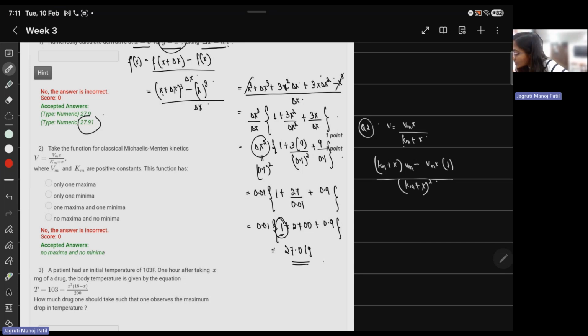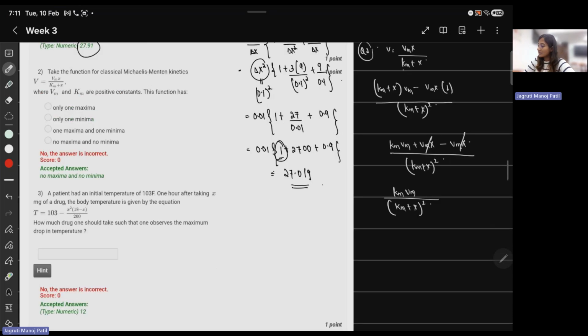Right. Now, in this term, you have one dependency. You have a constant here, Km Vm, and then you have Vmax x, and then you have minus of Vmax x. Right, that's nice. And then you have Km plus x, and then you have whole square. Now, this goes out. So you only have a constant on top, Km Vm by Km plus x whole square. Okay, so that's our first derivative.